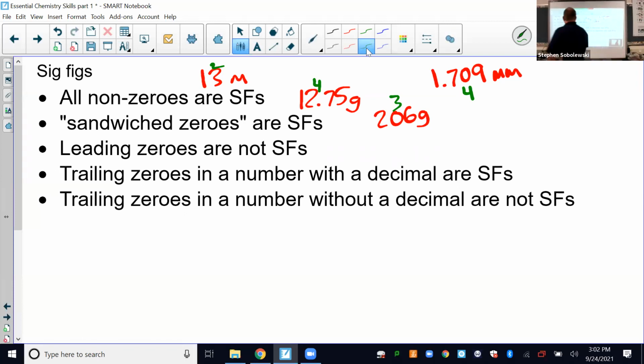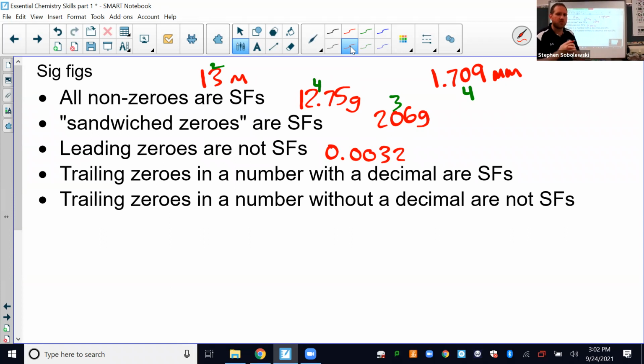Leading zeros are not sig figs. What are leading zeros? It's any zeros before the first non-zero. For example, 0.0032. Those zeros do not count. Can you ignore them? No. Are they necessary? Yes. Are they important? Yes. They're necessary, they're important, they're hugely essential, but they're not considered sig figs.